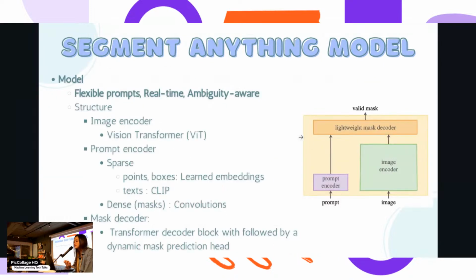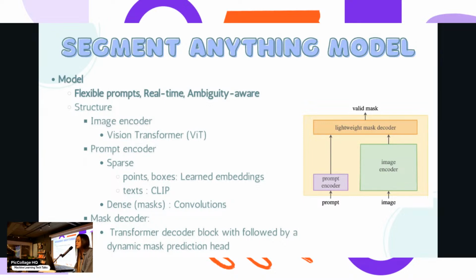So here is the model concept. There are three main concepts. The first one is flexible prompts. As I just said, we can input different kinds of prompts, and it's real time. It can process fast. And the last thing is ambiguity aware. Just like I said, it can detect ambiguous prompts.